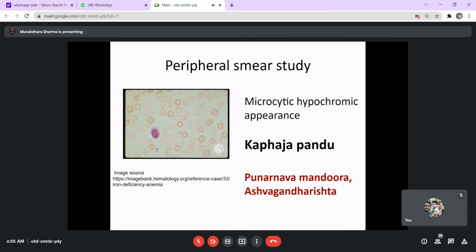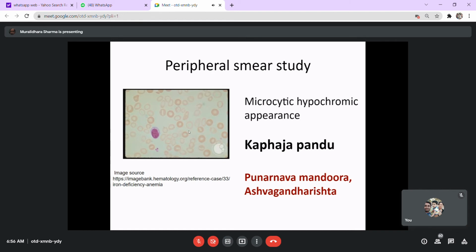Now, when you see a smear, you can make out the size of the RBCs. A mature RBC would usually have a diameter of about 5 microns. Whereas the cells which are deficient in iron, their diameter would be smaller, and hence they are called microcytic. And because the hemoglobin concentration in the RBC is lesser, they are called hypochromic. So when it is a microcytic hypochromic anemia, the appearance confirms that there is a deficiency of iron.